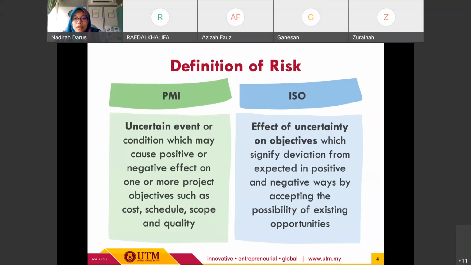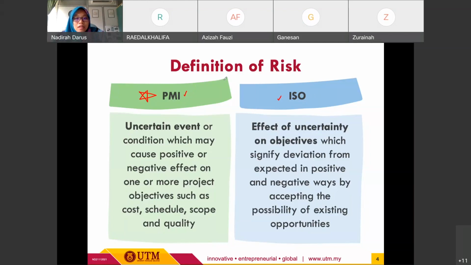the definition of risk. At first, we need to know what risk actually refers to. Basically, we have two main definitions here: first by the Project Management Institute (PMI), and the other one we refer to ISO, the International Organization for Standardization. So we have PMI and also ISO.